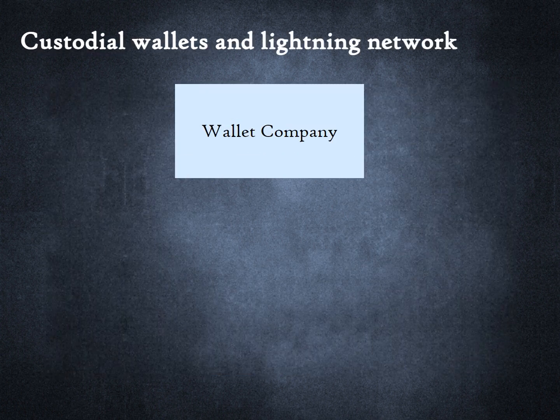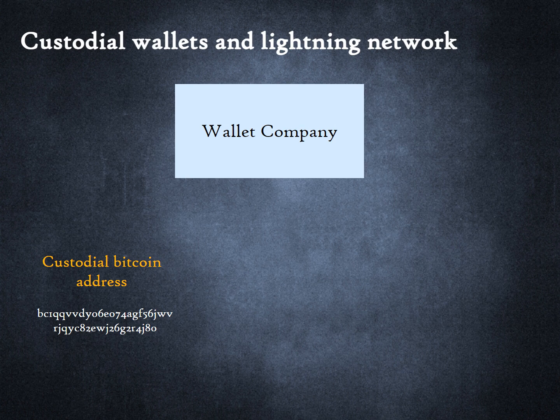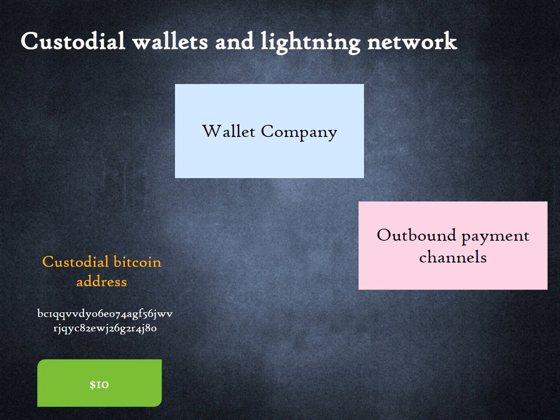I first funded a custodial wallet with approximately $10 of Bitcoin. The wallet company, in this case, the Wallet of Satoshi, is responsible for opening payment channels on my behalf. While it is difficult to determine what exactly Wallet of Satoshi is doing behind the scenes, next we will sketch out one possible model of how Lightning transactions on custodial wallets could work.